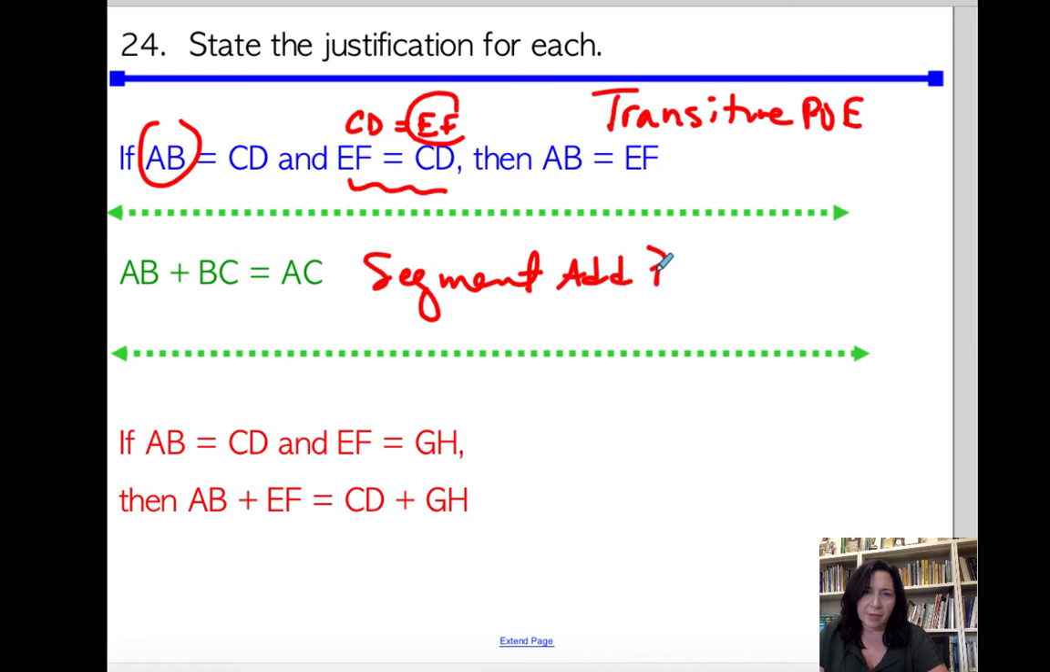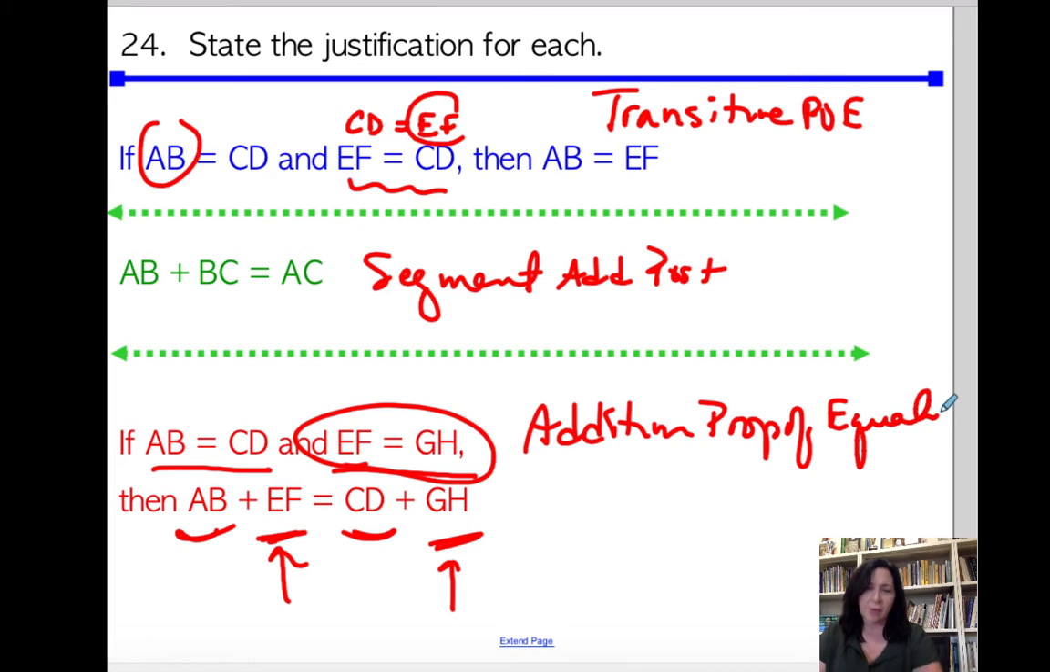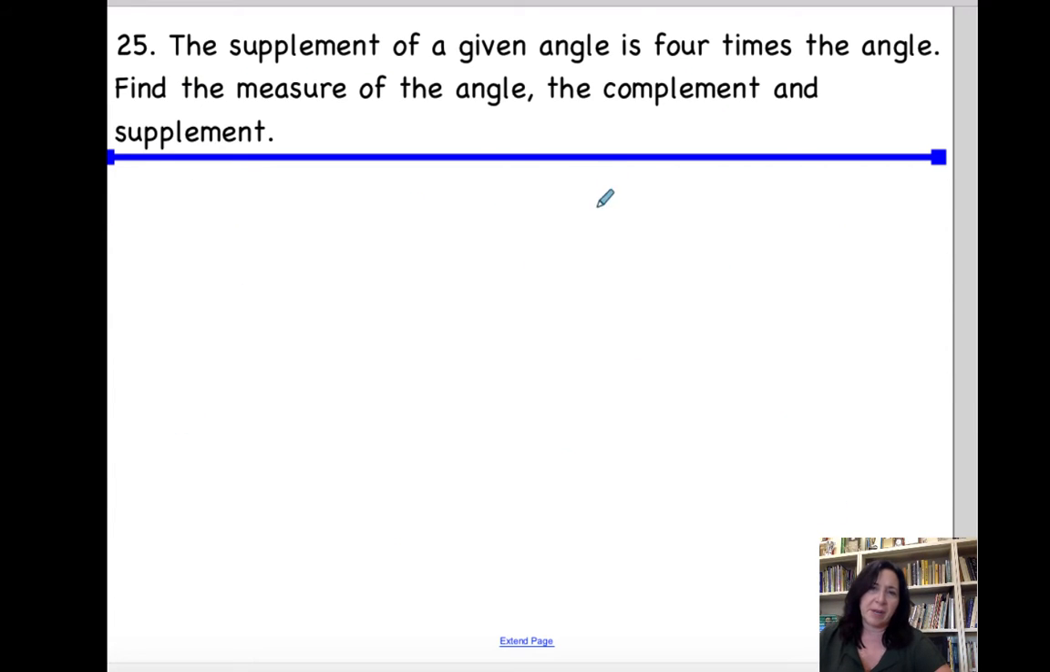addition postulate. Now this one says if AB is equal to CD, also EF is equal to GH. I can take my AB and my CD and I can add the same value. See how these are the same value? See how I'm adding the same value to both of my terms, AB and CD? That's called the addition property of equality, okay? So I could write that out or I could use abbreviations. Either one is fine.